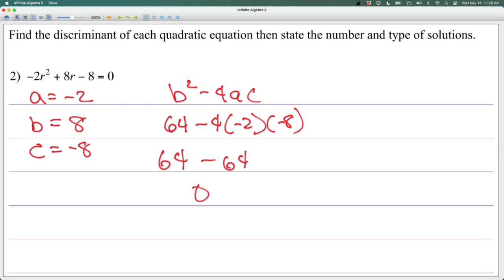I agree. It is 0. Did you guys get 0? Look at the answer key at the top. If you got 0, how many solutions? 1 solution. The answer is 1 solution.